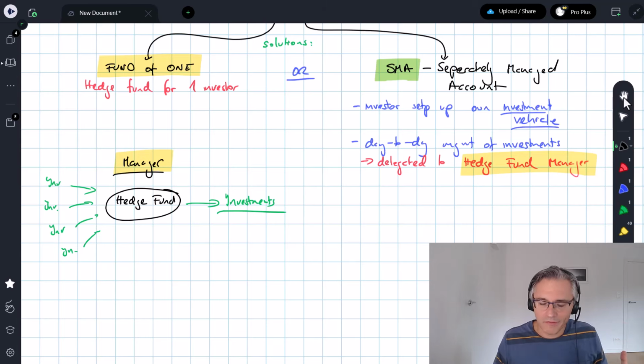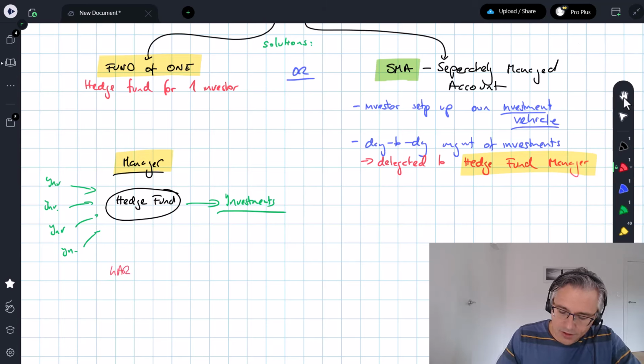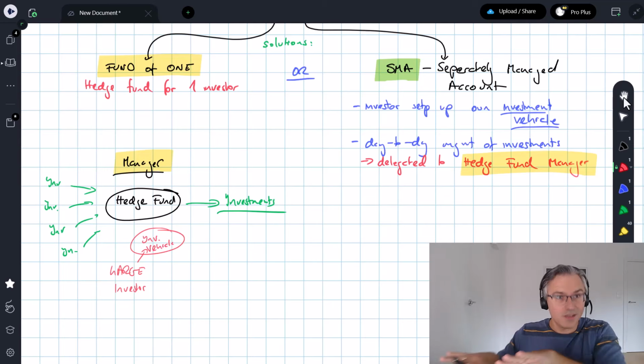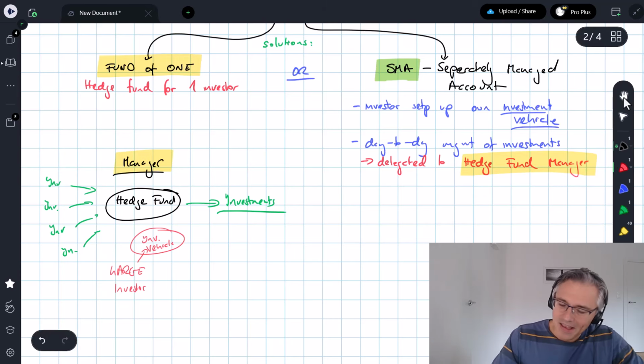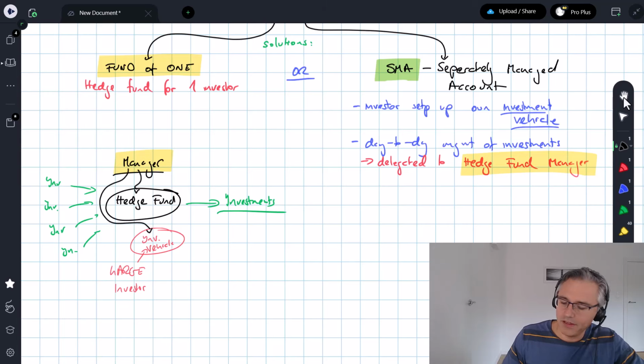They require something extra. So what they will do is essentially, that large investor, let's draw them down here, will set up their own investment vehicle on the side and hire that same manager who's already running this hedge fund to run their investment vehicle as well and make investments. Okay.